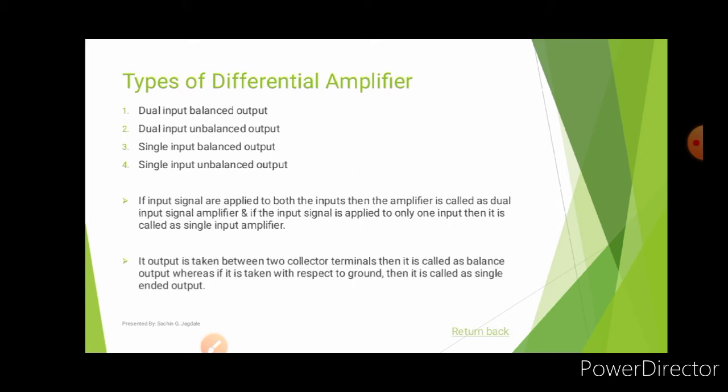Similarly, if the output is taken between two collector terminals, then it is called a balanced output, whereas if it is taken with respect to ground, then it is called a single ended output, or we can say an unbalanced output. Now let us understand with the block diagram.